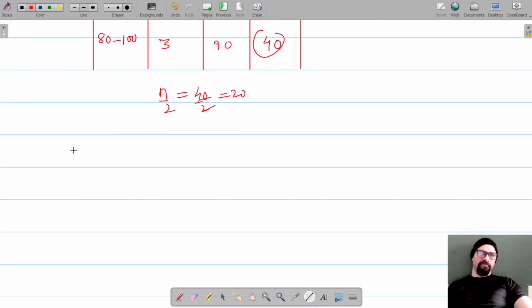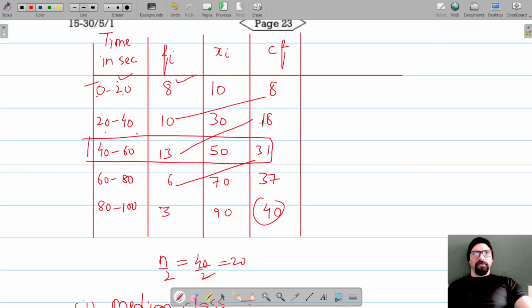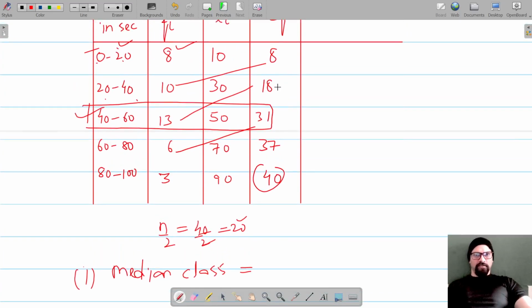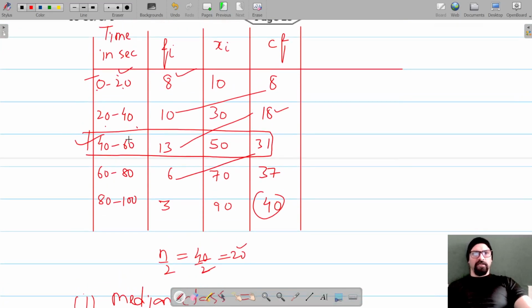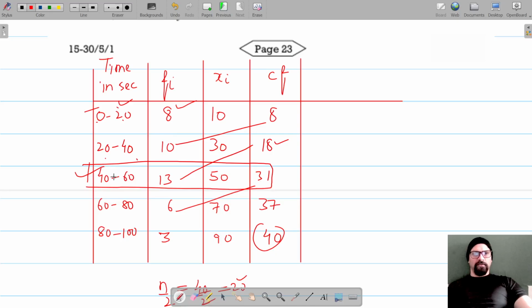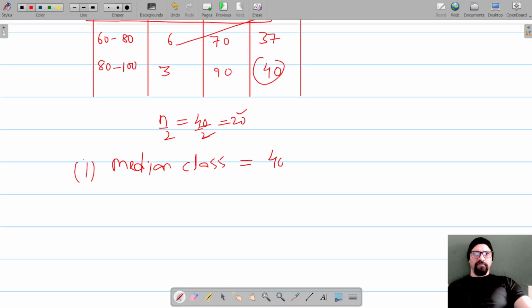So what is the median class of our above data? Our median class is 40 to 60, because the number 20 will come after 18, and so the median class is 40 to 60. And how do we get that?